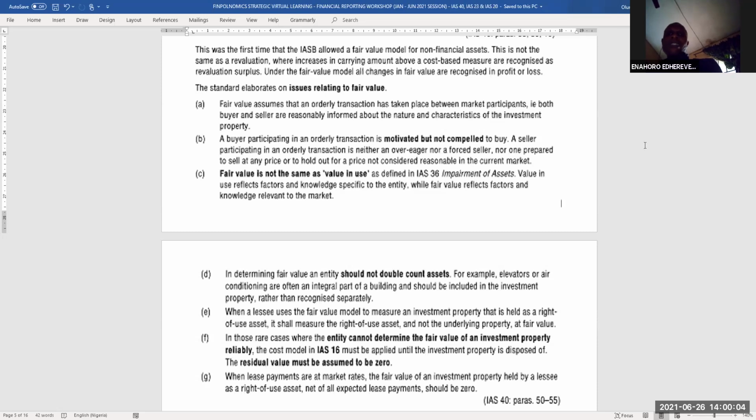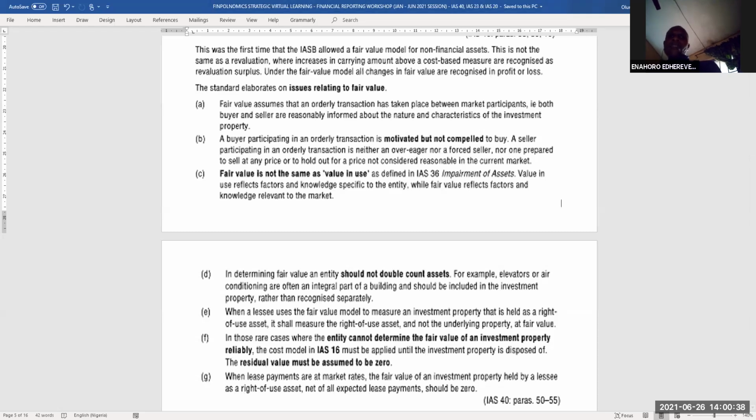Fair value is not the same thing as value in use, as defined in IAS 36, Impairment of Assets. Value in use reflects factors and knowledge specific to the entity, while fair value reflects factors and knowledge relevant to the market. D. In determining fair value, an entity should not double count assets. For example, elevators or air conditioning are often an integral part of a building and should be included in the investment property rather than recognized separately.